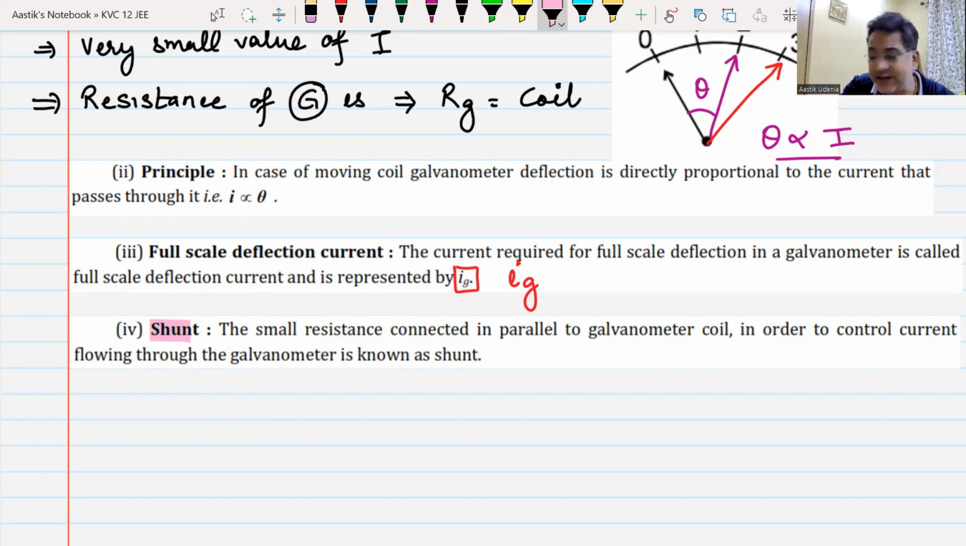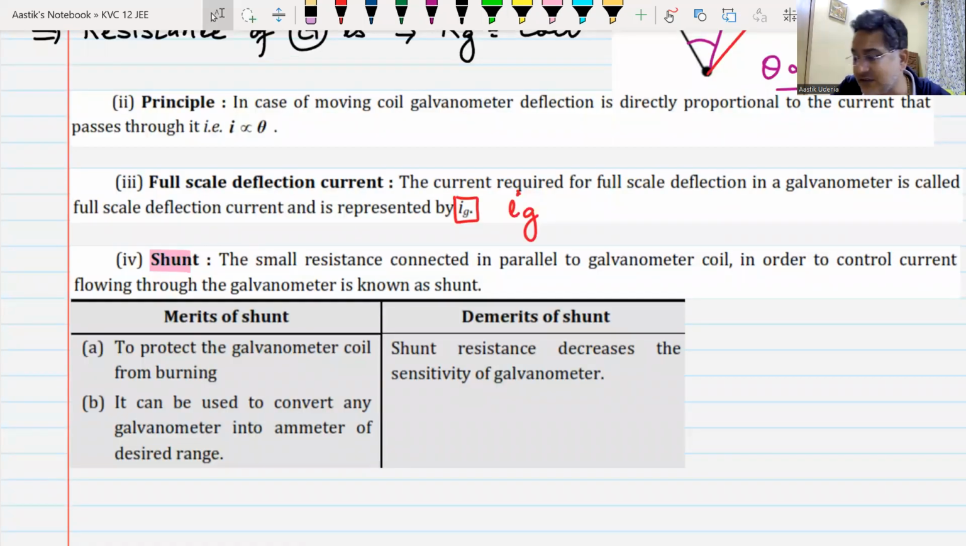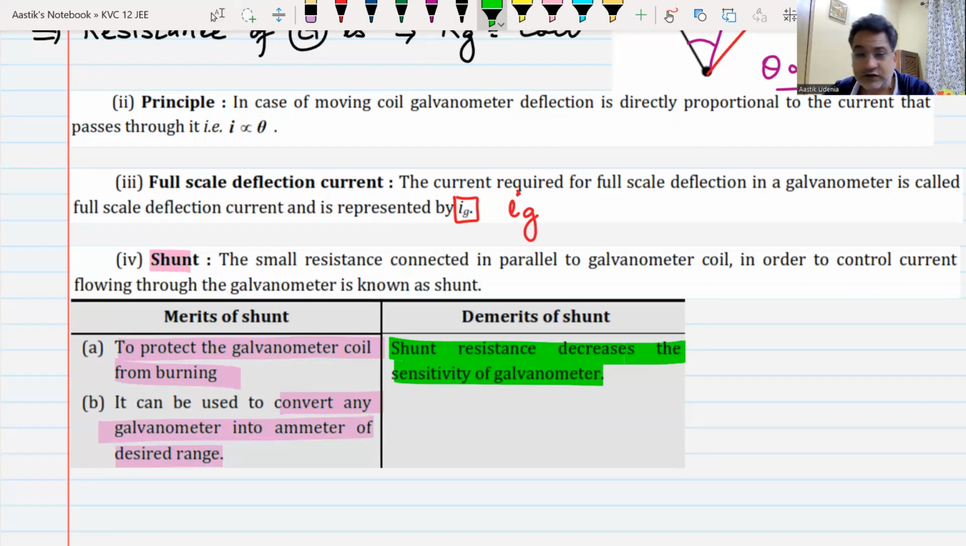Then you can also write the advantages and disadvantages of this shunt. The advantages of this shunt are definitely to protect the galvanometer coil from burning if more current passes through it. This shunt also converts a galvanometer into an ammeter, and that is the next thing we are going to see. But what are the disadvantages? Shunt resistance decreases the sensitivity of the galvanometer.